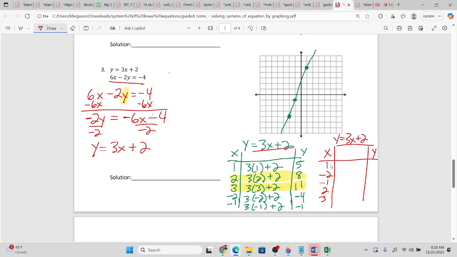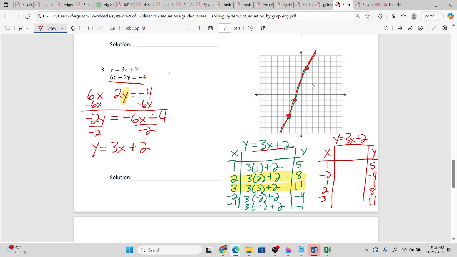So if I plug in 1, I'm going to get 5. If I plug in negative 2, I'm going to get negative 4. If I plug in negative 1, I'm going to get negative 1. If I plug in 2, I'm going to get 8. If I plug in 3, I'm going to get 11. So what ends up happening here? I'm going to get two lines that perfectly overlap.